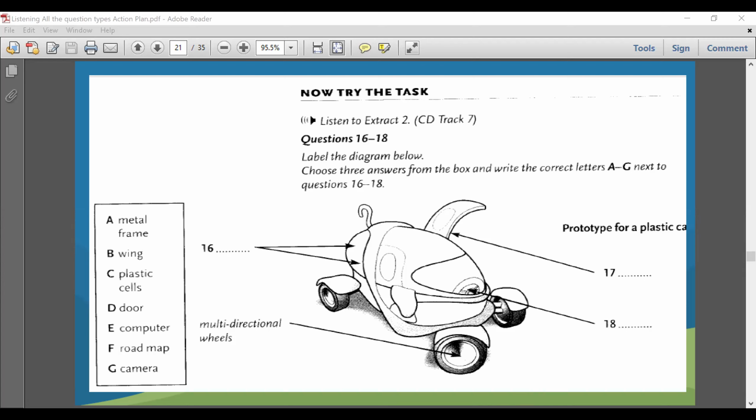when open, and the wheels will go in all directions to assist in heavy traffic. And to guide motorists away from traffic jams and help them find a parking spot, the car will be fitted with a computer near the steering wheel.